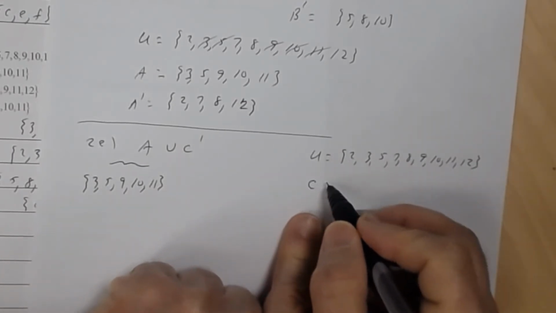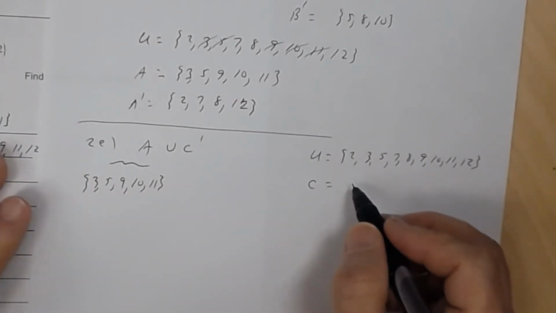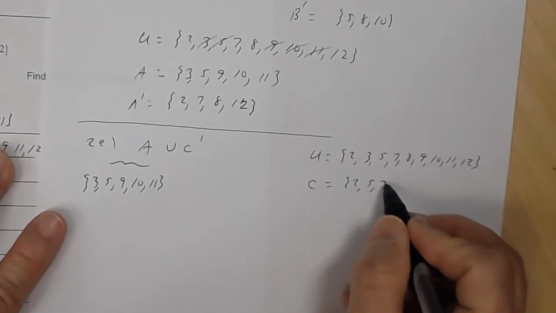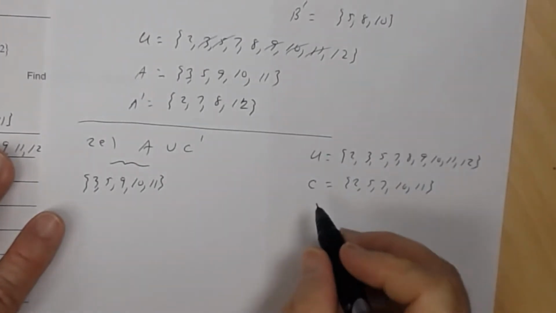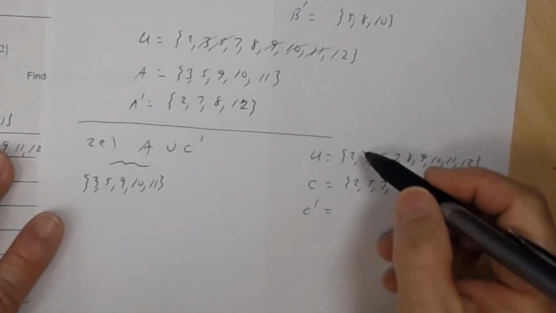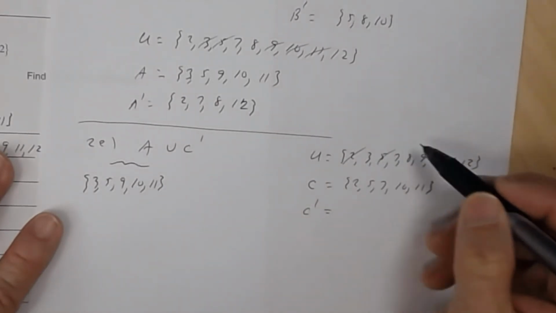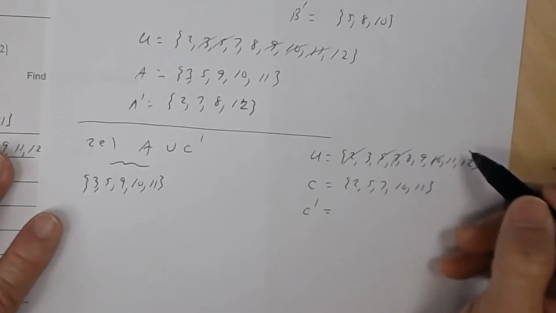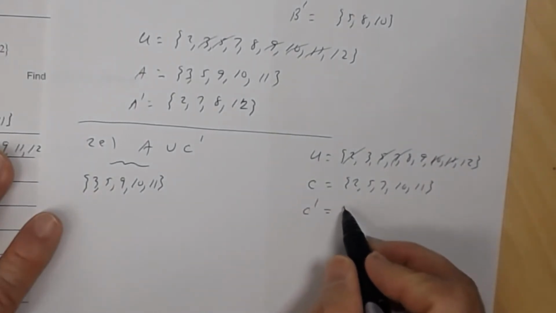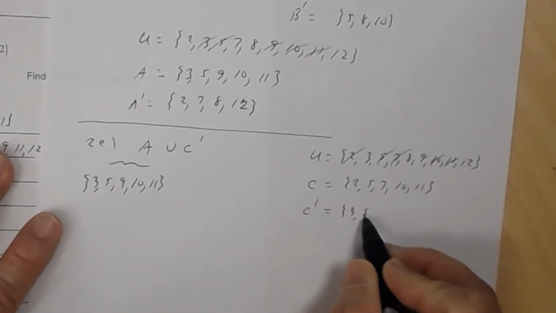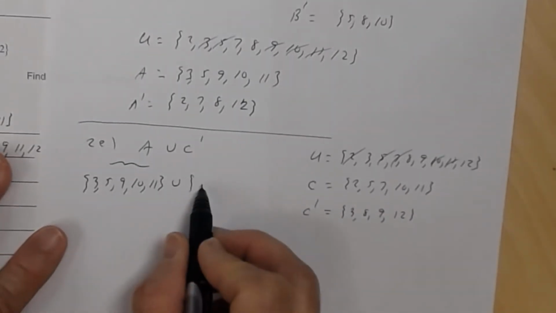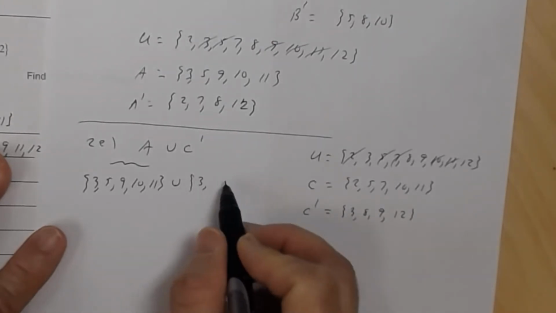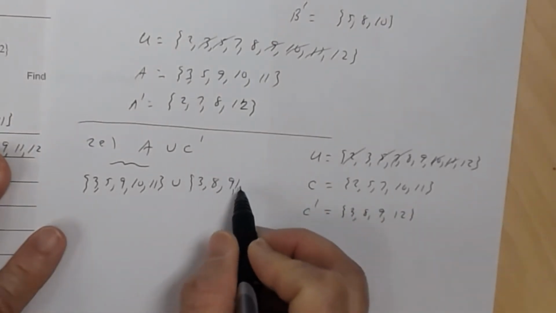And then C is 2, 5, 7, 10, 11, right? Okay, so C complement then would be, take 2 out, I take 5 out, I take 7, I take 10, I take 11 out. So C complement would be 3, 8, 9, and 12. So that goes here: 3, 8, 9, and 12.